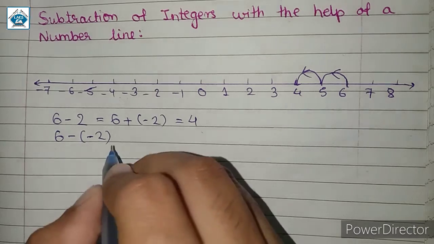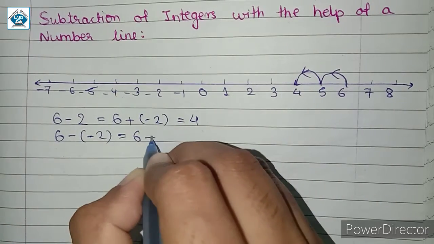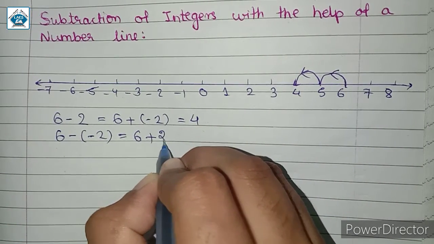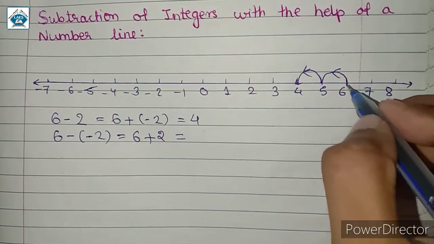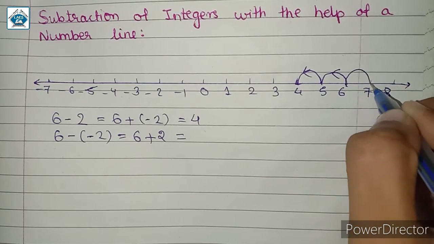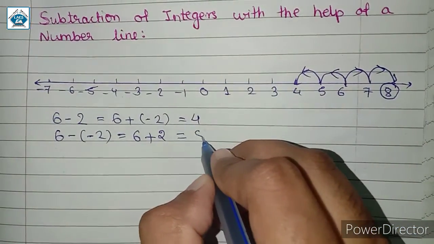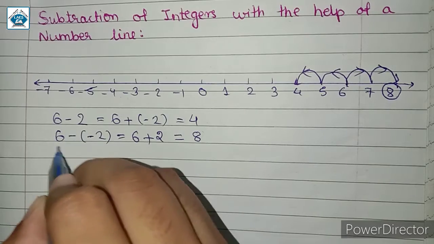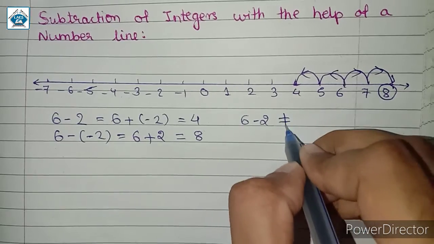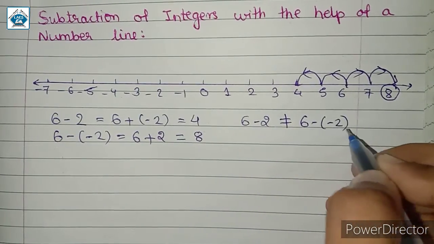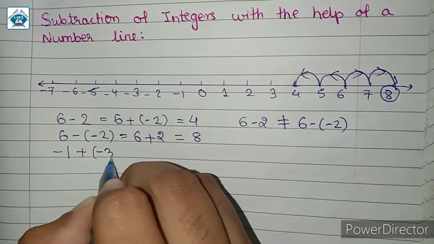The answer is no, because 6 minus minus 2 है और हमें याद है कि minus minus क्या हो जाएगा, plus. So 6 minus minus 2 is equal to 6 plus 2. So here plus 2 है, that means we will go towards the right. So starting point is same, it is 6, and we will go 2 units towards the right. Then we will get the answer as 8. So 6 plus 2, that is 6 minus minus 2 is equal to 8. So from here we can say that 6 minus 2 is not equal to 6 minus minus 2. These are different.